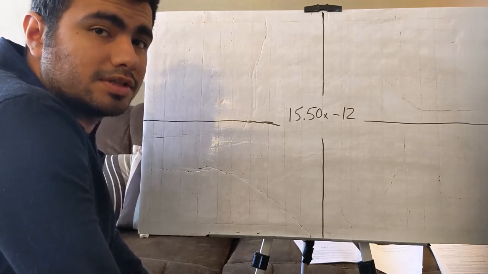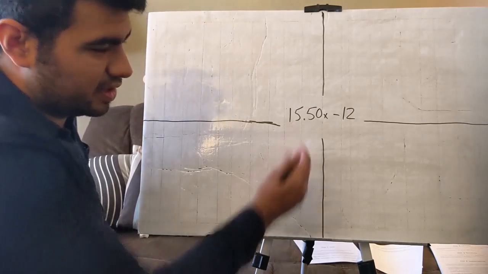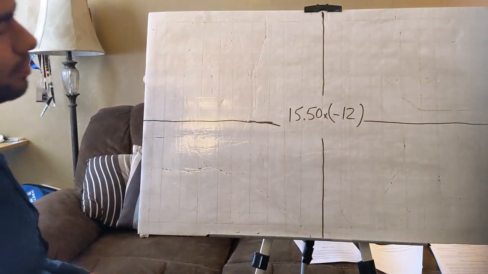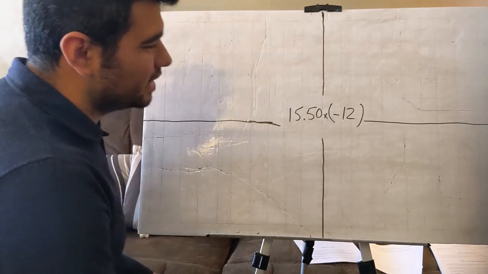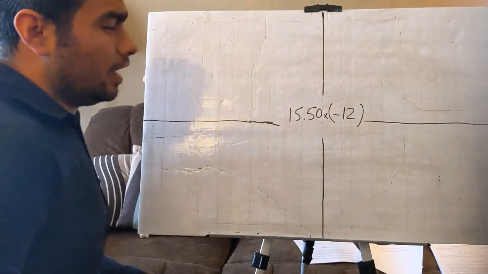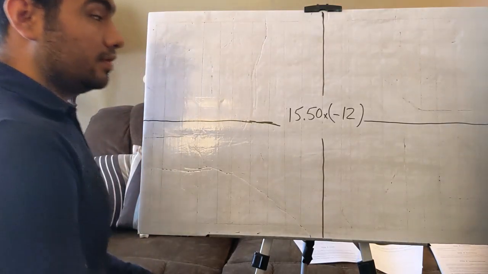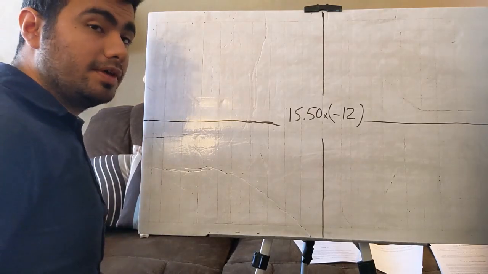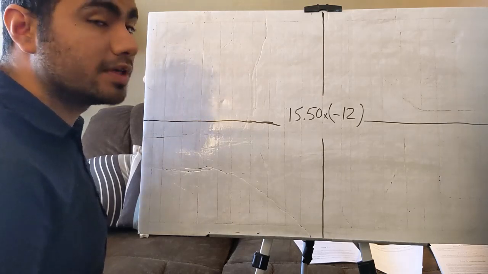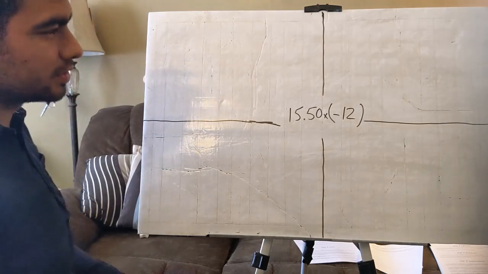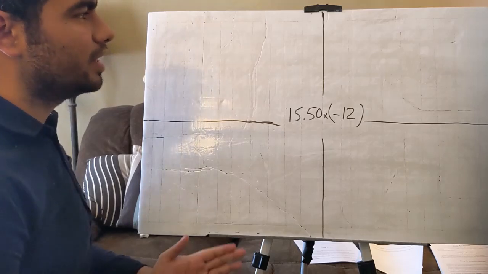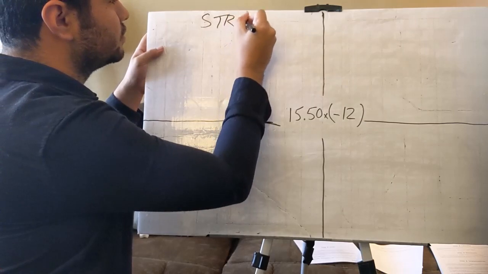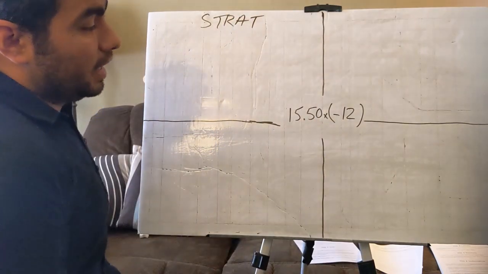Another multiple representation problem, except they're getting a little bit uglier now. I've got 15.50 times negative 12. If you want to think of this as something, think of $15.50 being like a late fee, and then you're late like 12 times. That's how you would use this in a real situation. But we're getting outside of that. Let's go ahead and start with strategies.